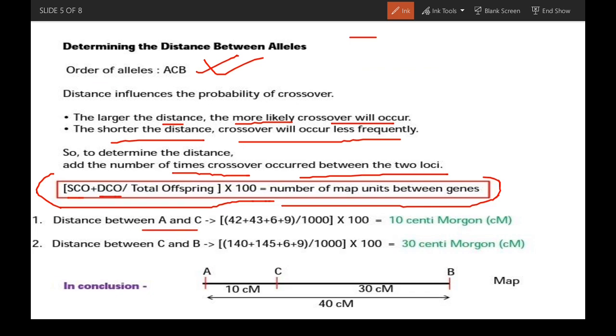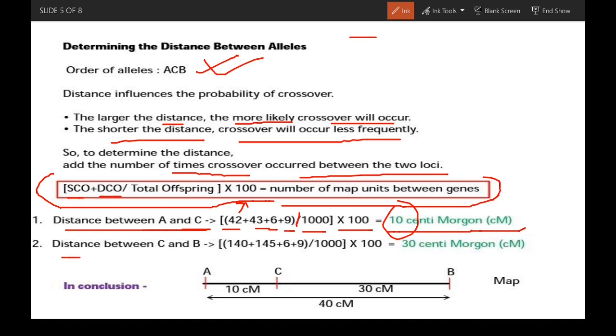Distance between A and C: 42 plus 43 are the single crossover products between A and C, and 6 and 9 are the double crossover numbers, divided by 1000, the total number of offspring, into 100. So this equals 10 centimorgan. The distance between gene A and C is 10 centimorgan.